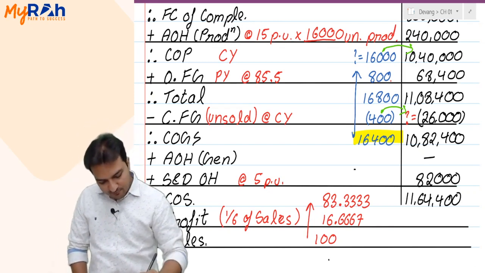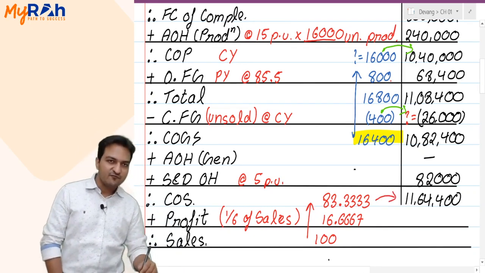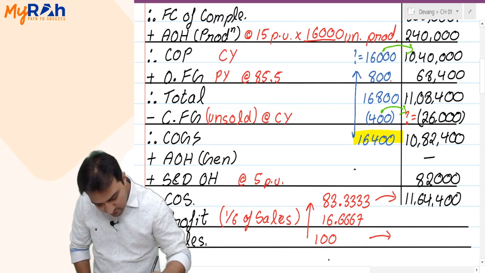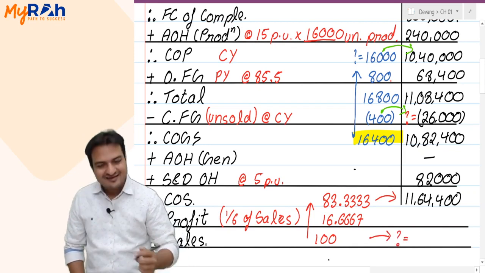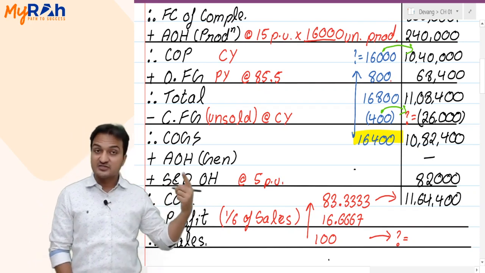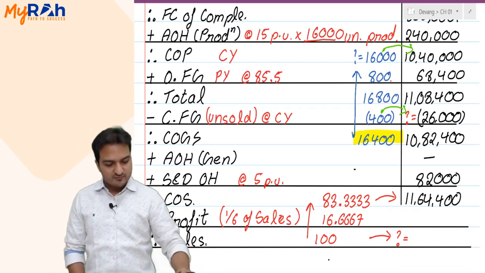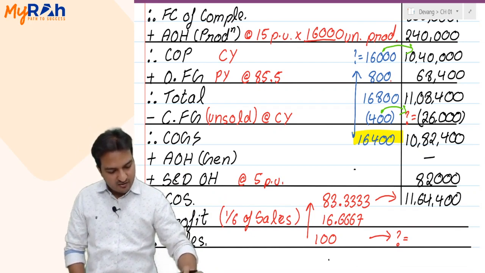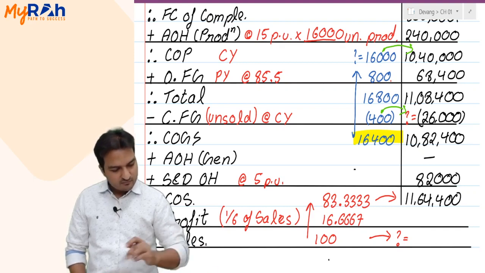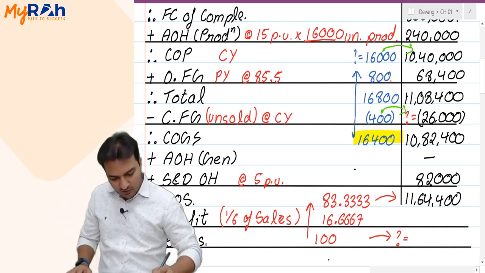Now if 83.33 is the total cost, and 83.33 is 11,64,400, then 100 should be what? Direct cross multiply. I repeat, if 83.33 is 11,64,400, then 100 should be what? All I need you to do is cross multiply. So 11,64,400 divided by 83.3333 into 100 gives you 13,97,281.